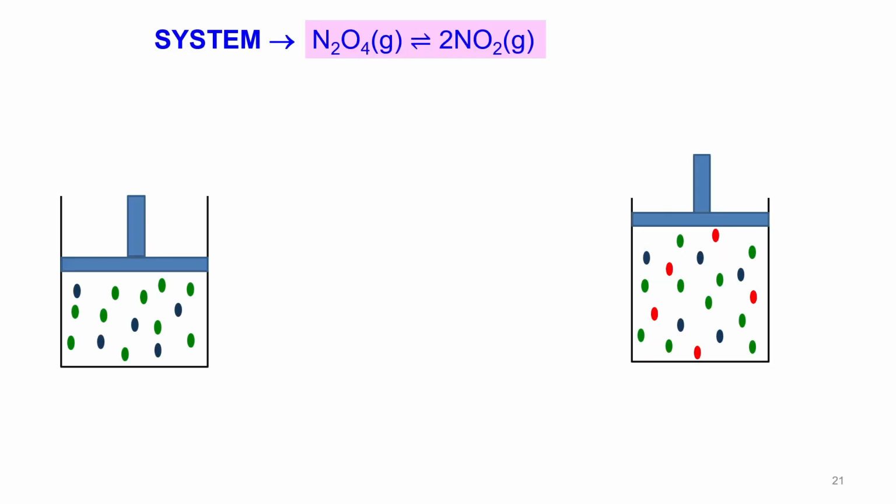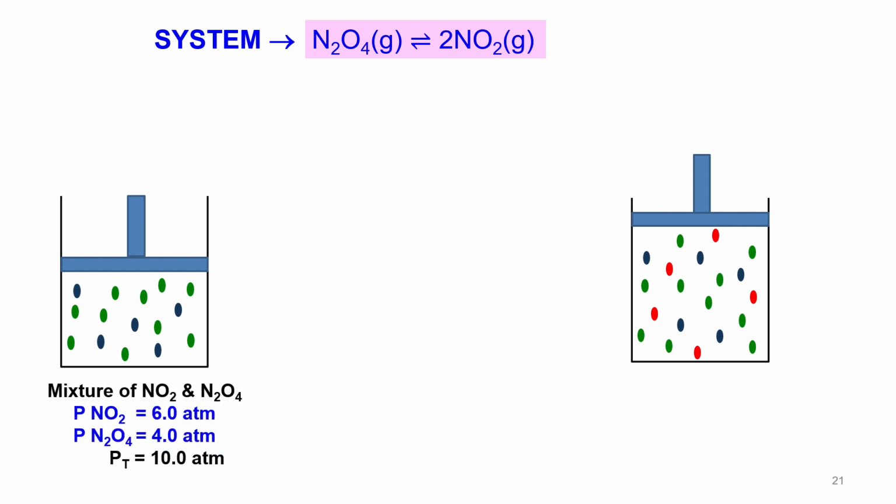Okay, so now the system, the left hand side kita ada 1 mole, right hand side we have 2 moles. So the pressure of mixture of nitrogen and N2O4, partial pressure of NO2 is 6 atm, partial pressure of N2O4 is 4 atm. So the total is 4 plus 6 is 10 atm.